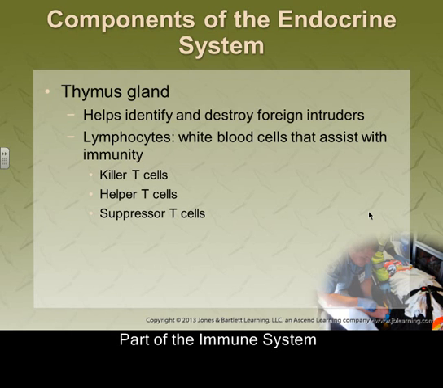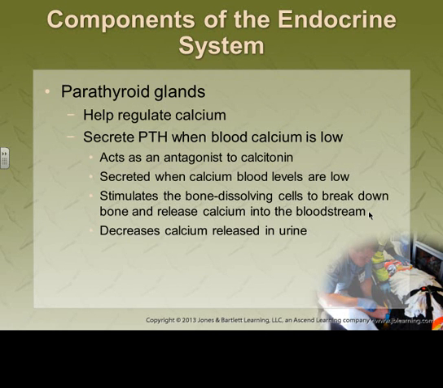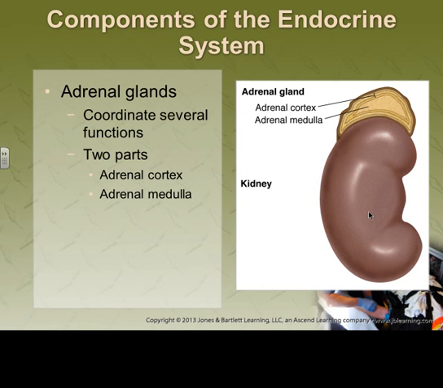So your suppressor T cells are what suppresses the immune response, because we know what an exaggerated immune response can do to the body, right? Your parathyroid glands, it helps regulate calcium again. It secretes PTH. What do you think PTH stands for? Parathyroid hormone. There you go. Can act as an antagonist to calcium. It's secreted when calcium blood levels are low, and it stimulates the bone-dissolving cells to break down bone and release calcium into the bloodstream, which then is eliminated through the urine.